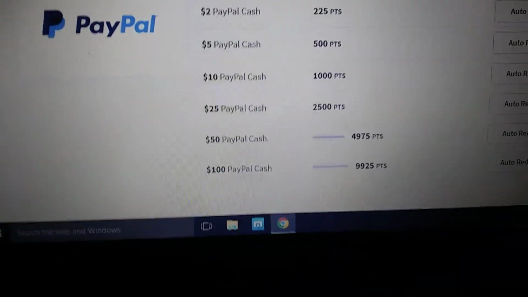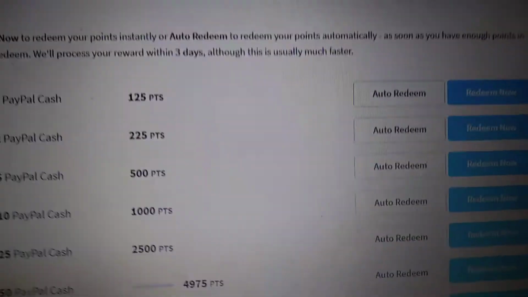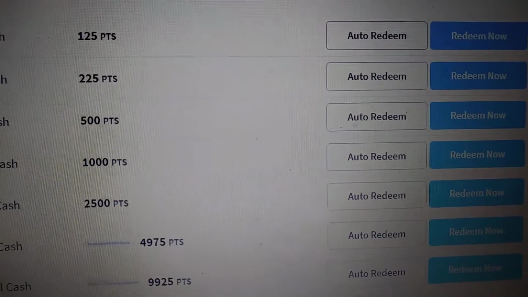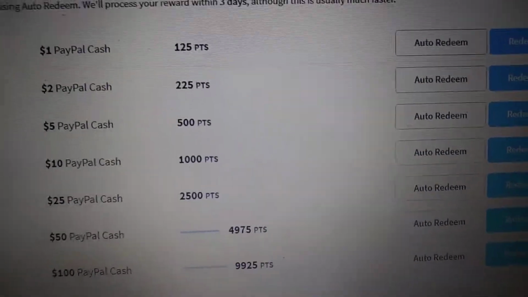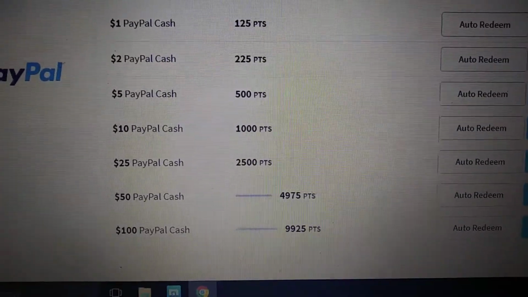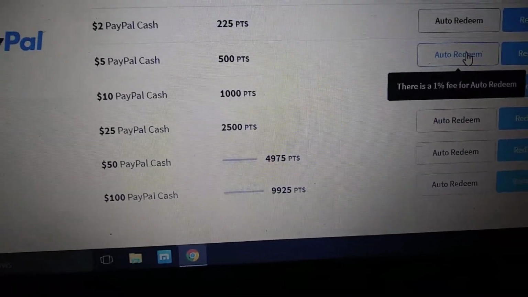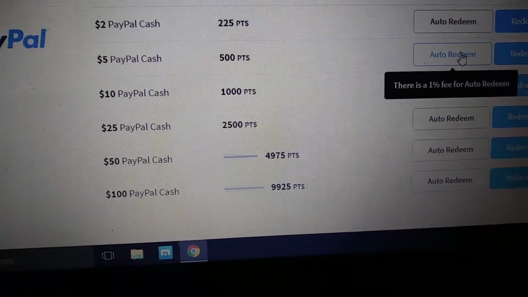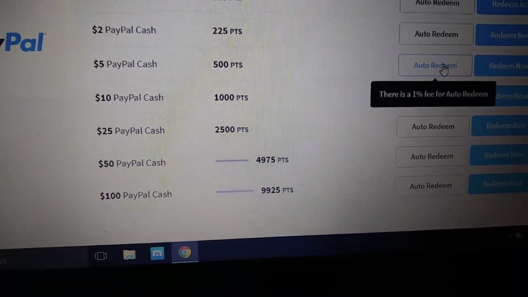9,925 points to get that. So that's just how that works, okay? But they also have this auto redeem section where basically when your account reaches one of these numbers, you can click on auto redeem. Like say you wanted to auto redeem at $5. You just click on it right here. If I can get the mouse over there, auto redeem, and it's a 1% fee for auto redeem. So that's really why I don't do it.